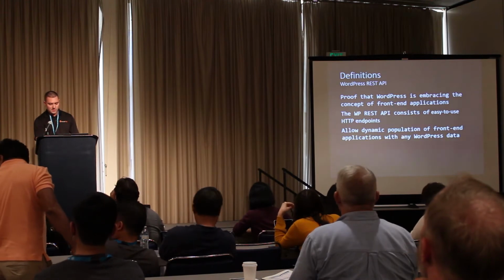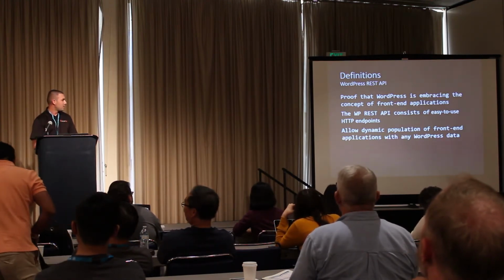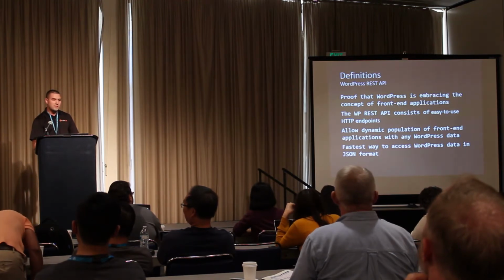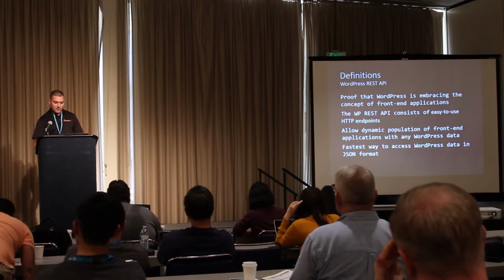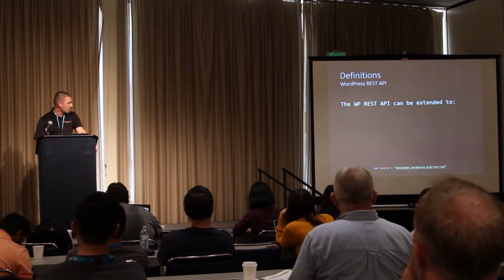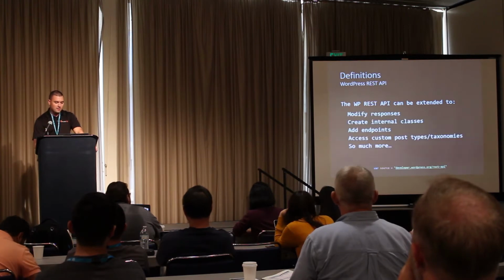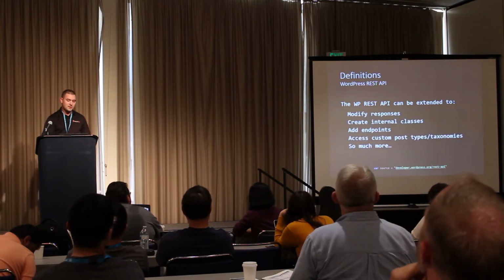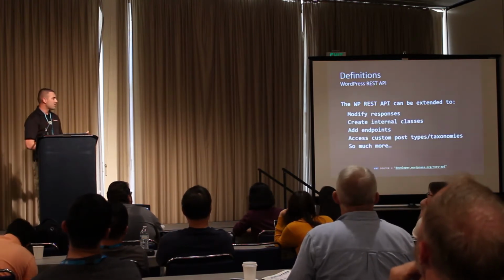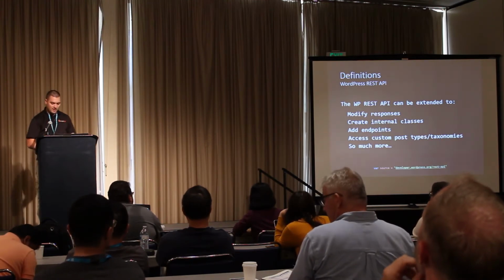In my experience, the WordPress REST API is pretty much the fastest way you can access your data. It's all in JSON format, which is perfect for a JavaScript framework to handle. One of the coolest things about the WordPress REST API is that it can be extended. You can modify responses, create internal classes, add endpoints of your own, and you can access all the custom post types, taxonomy, and all that kind of stuff.